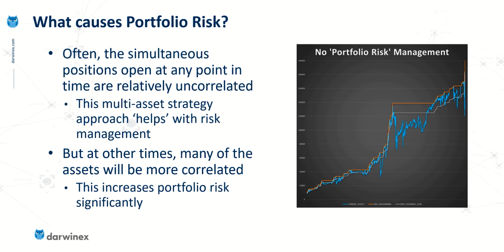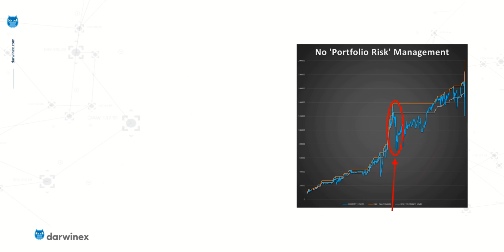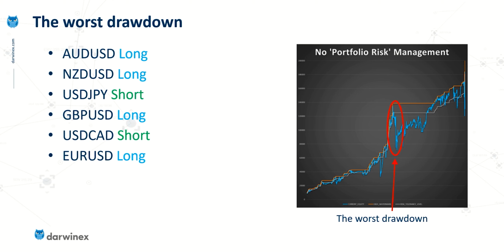Now, when I performed some analysis of the major drawdowns in this particular equity curve, this was the case in all of those. So using this middle drawdown, which was the worst drawdown, as an example, all of these positions were open. Now, what you will notice is that these are all short on the US dollar. So while the positions were open, maybe some US news was released that was dollar bullish, and it caused this huge drawdown.